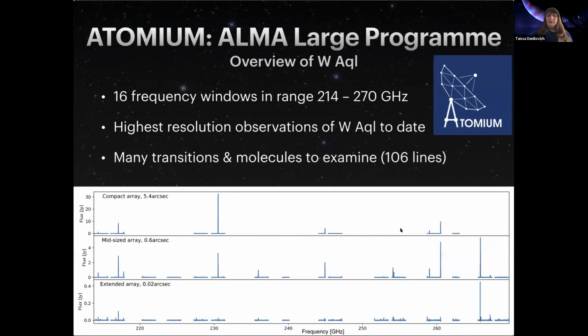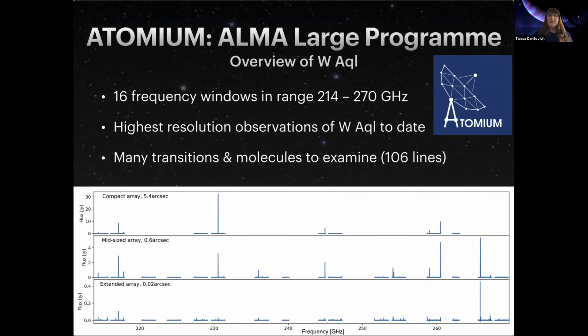Now, the data that I'm talking about here is from the ATOMIUM Large program. So this is an ALMA Large program where I've given a bit of an overview spectrum here. We observed several windows from the 214 to 270 gigahertz range. You can see there's a few gaps there, but a lot of coverage.